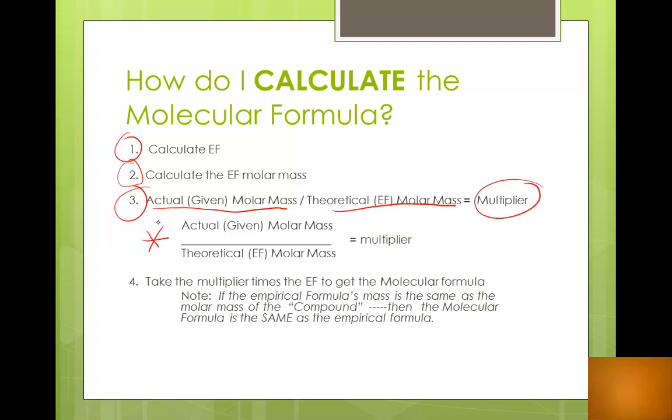Here is what I just said in a mathematical equation format. Actual molar mass over theoretical, which is your empirical formula, equals your multiplier. Finally, I take the multiplier times the empirical formula to get the molecular formula. Note, if the empirical formula's mass is the same as the molar mass of the compound, then the molecular formula is the same as the empirical formula. It does not have to be the case, but it can occur.